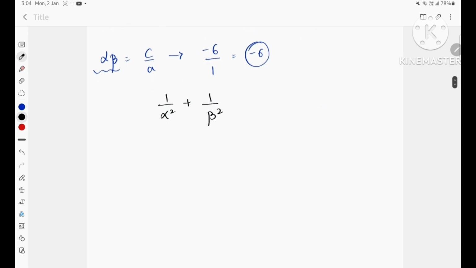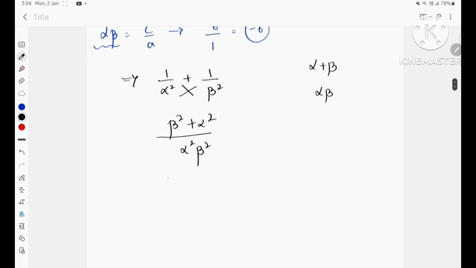Next we can simplify the expression, 1 by alpha square plus 1 by beta square, in terms of alpha plus beta and alpha into beta. If you cross multiply, you get alpha square plus beta square by alpha square into beta square. Now the numerator is in the form of a plus b whole square.